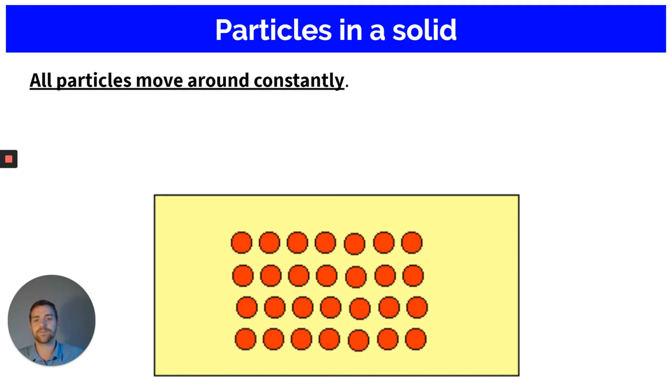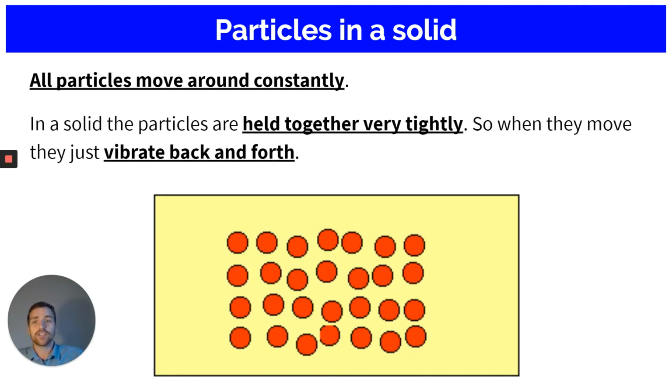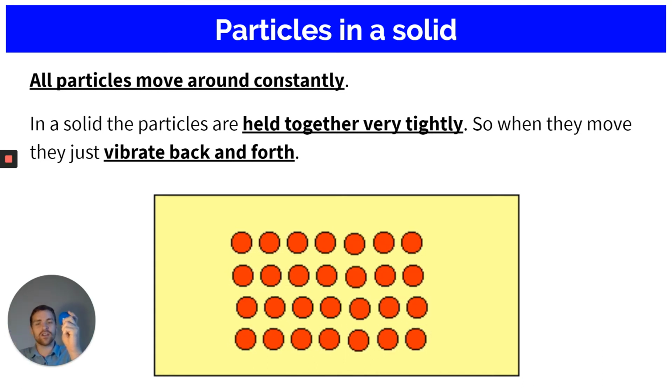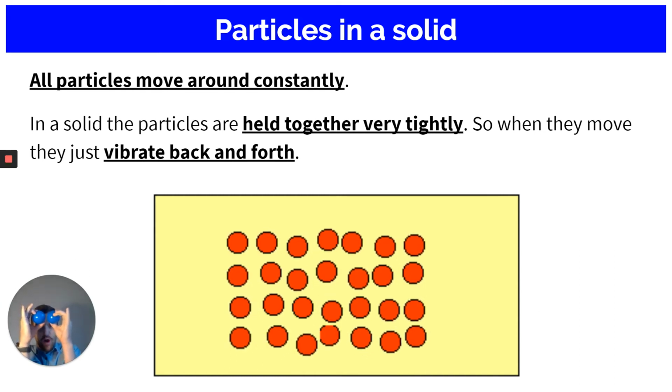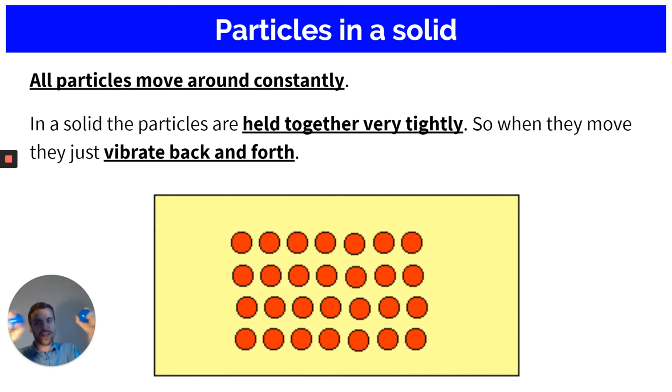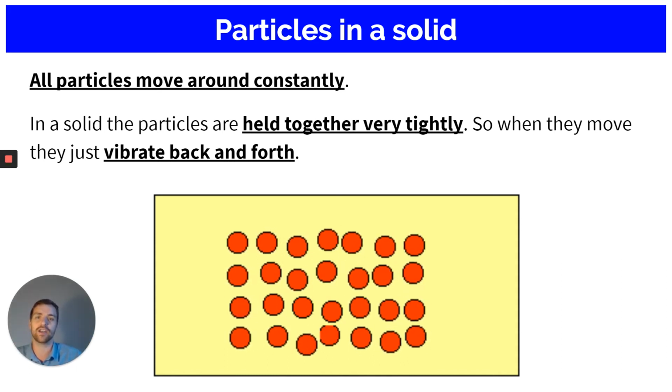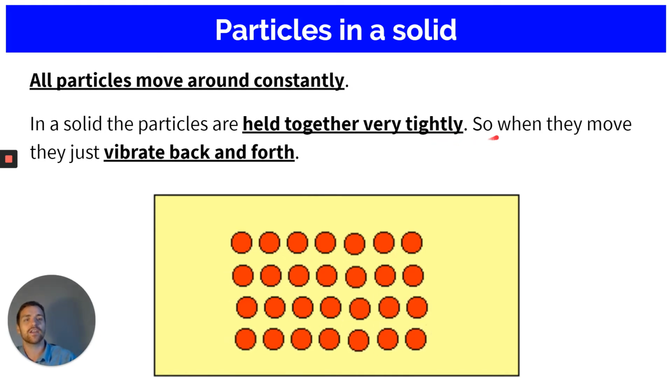In a solid, the particles are held together very tightly. So you've got this particle and this particle, and they're holding each other together so tightly that they can't get away from each other. No matter how hard they try, they keep getting pulled back to each other. So in a solid, the particles are held together very tightly, and when they move, they just vibrate back and forth.